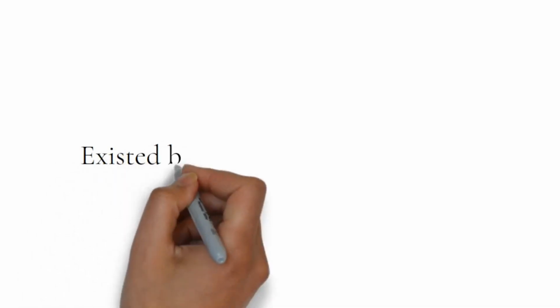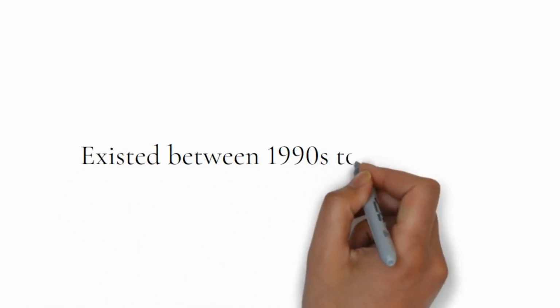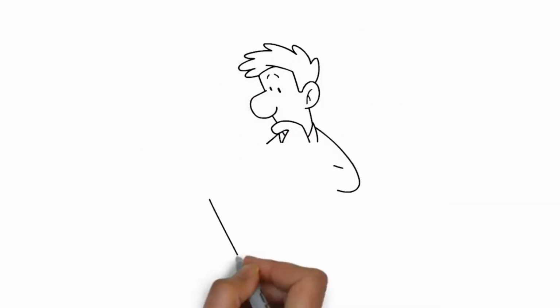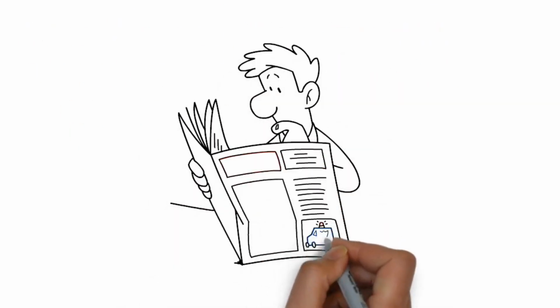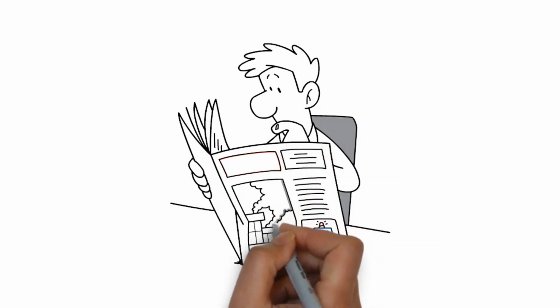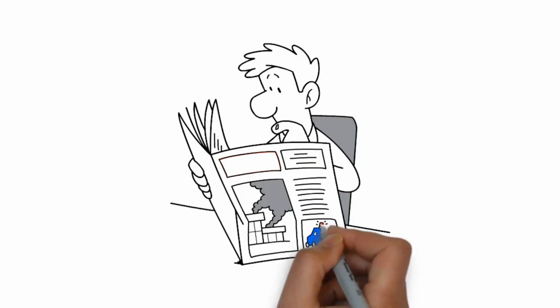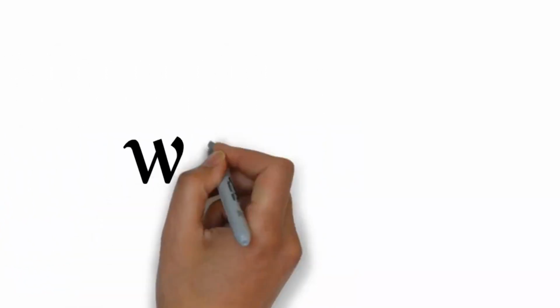That is Web 1.0. This version of the internet existed between the 1990s and the 2000s. Imagine this as a version of the internet where you can only read. Imagine it like a newspaper. You cannot make changes to a newspaper, you can only read from it. You can only grasp the information from it.